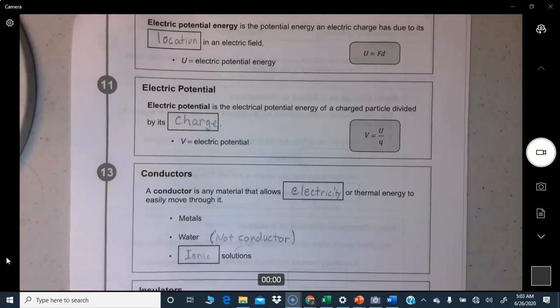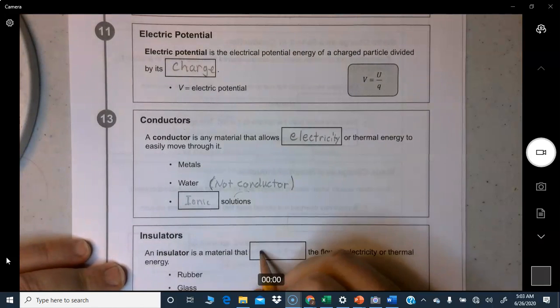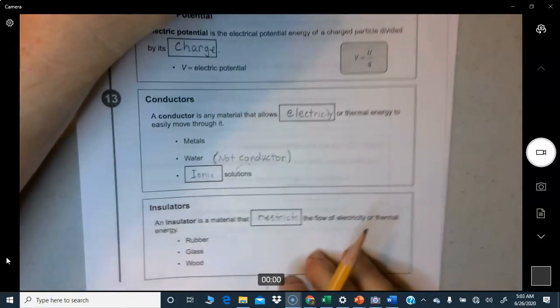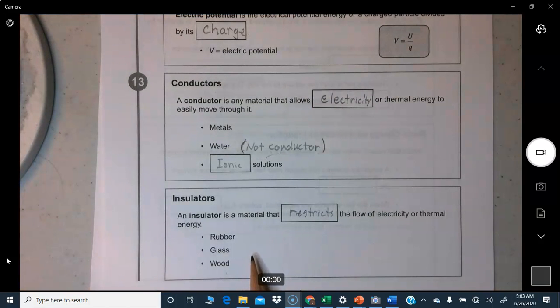All right. And an insulator is a material that restricts the flow of electricity or thermal energy. Things like that would be rubber, glass, wood. So a power cord coming from your computer into the wall has got conducting metal inside of it, but it's surrounded by rubber insulator to keep you from shocking yourself.